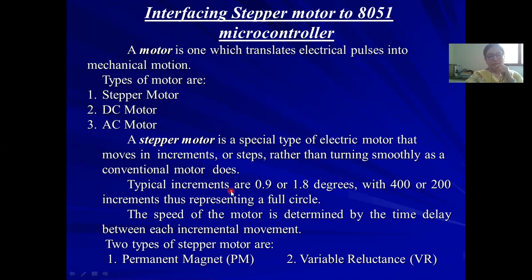Typically, the stepper motor angle is usually lying between 0.9 to 1.8 degrees, which means it will have 400 to 200 increments, thus representing a full circle of the motor. As we can see, depending upon the degree of this angle, the corresponding stepper motor can form the RPM.